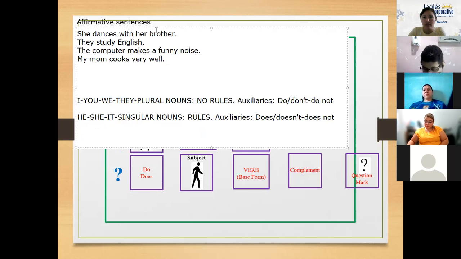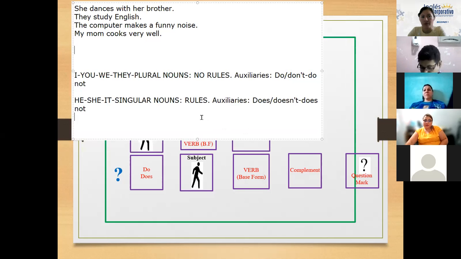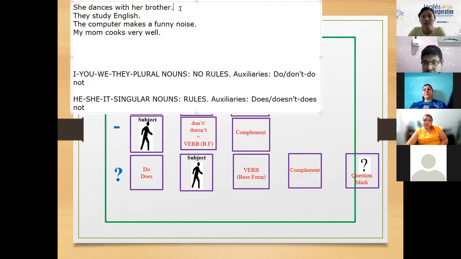Right? ¿Qué nos dice la fórmula acá abajo? Bueno, la fórmula nos dice lo siguiente. ¿Ven? Dice que necesitamos un subject. Necesitamos un subject y necesitamos el auxiliar, que puede ser don't or doesn't. Okay? And the verb needs to be in the base form. Okay? El verbo tiene que estar en su forma base. And then I need a complement. Bueno, entonces como ya tenemos nuestras oraciones, acá arriba las vamos a convertir a oraciones negativas.